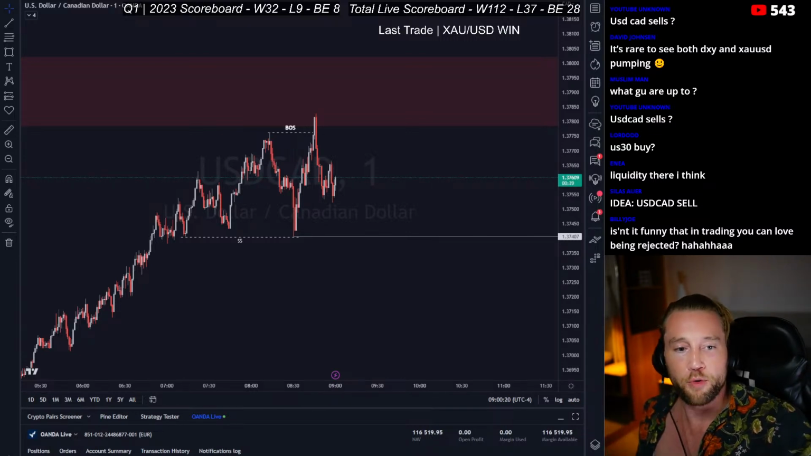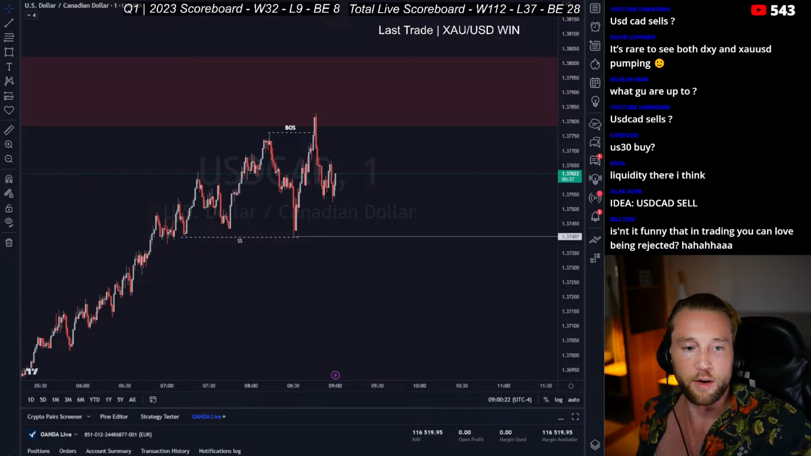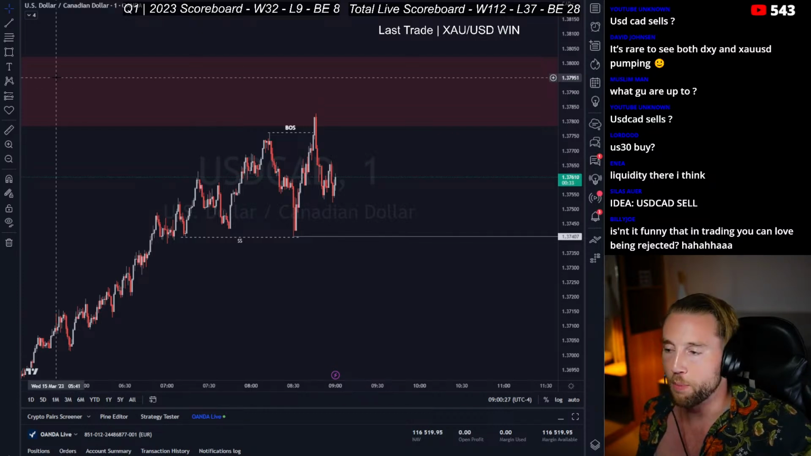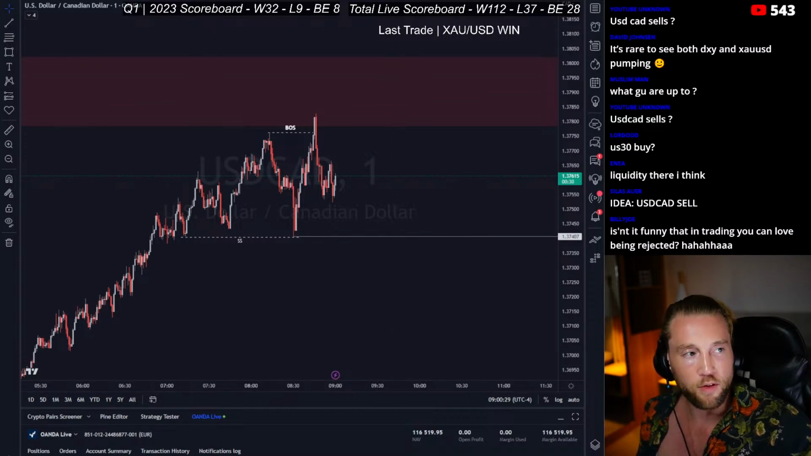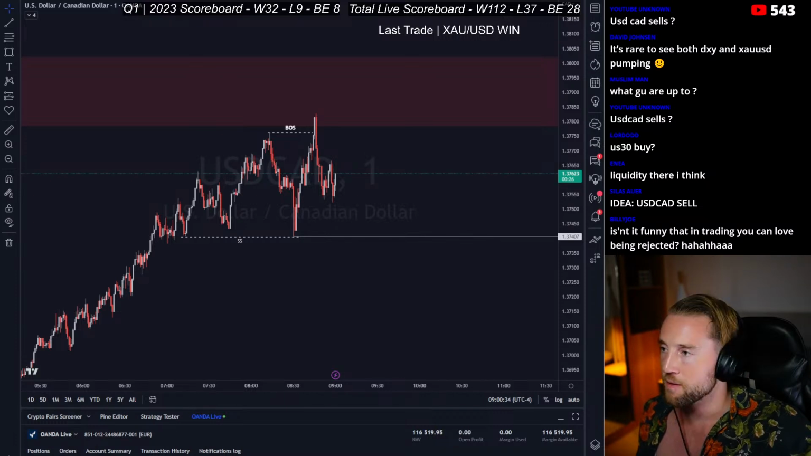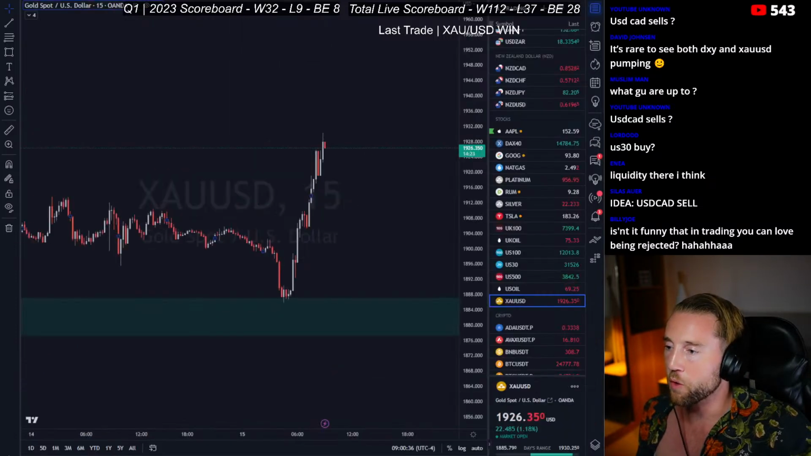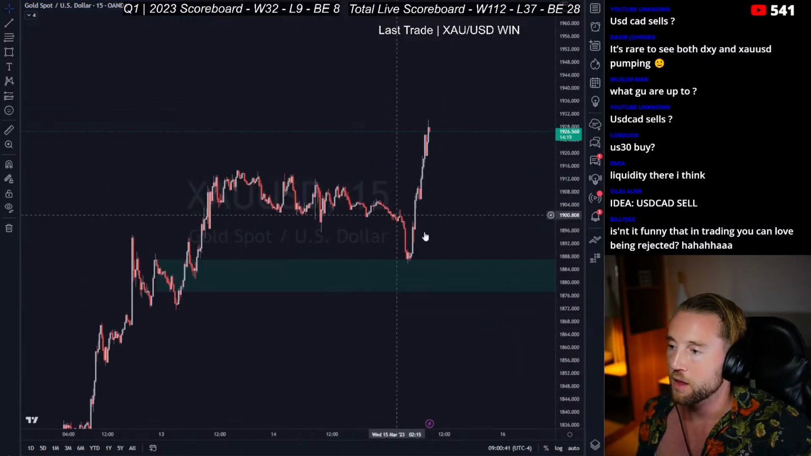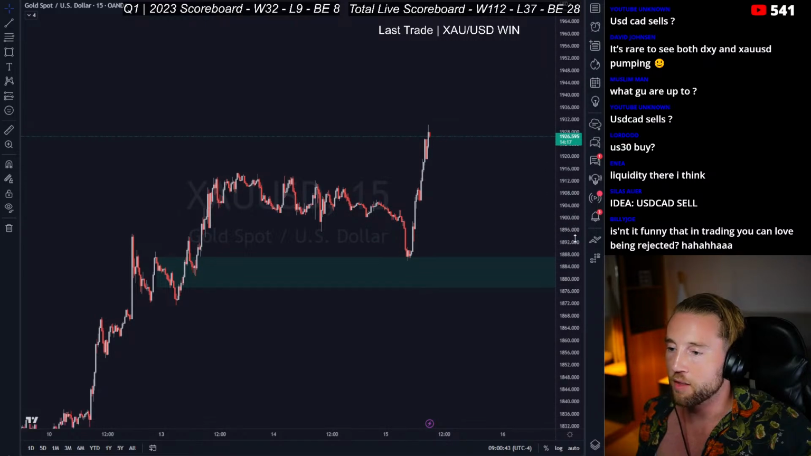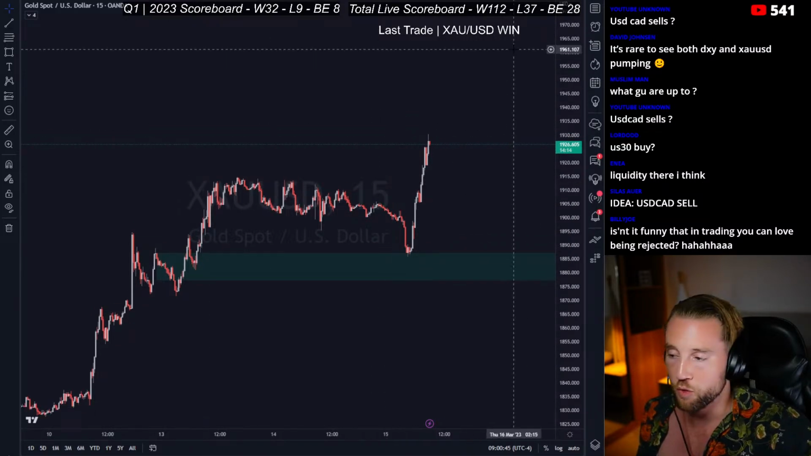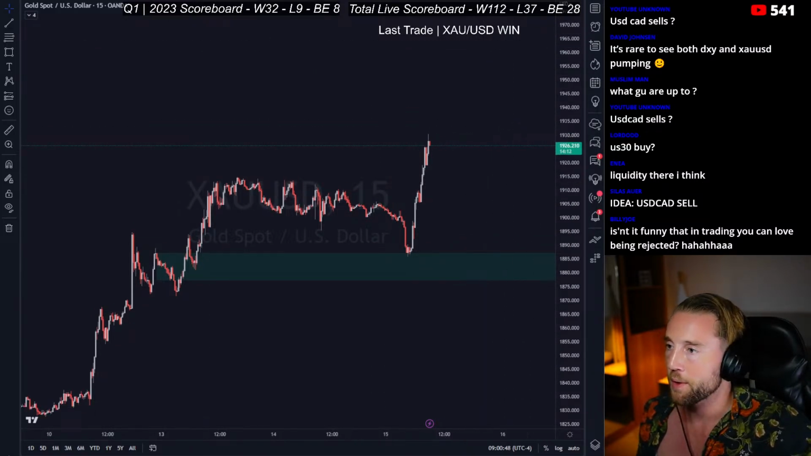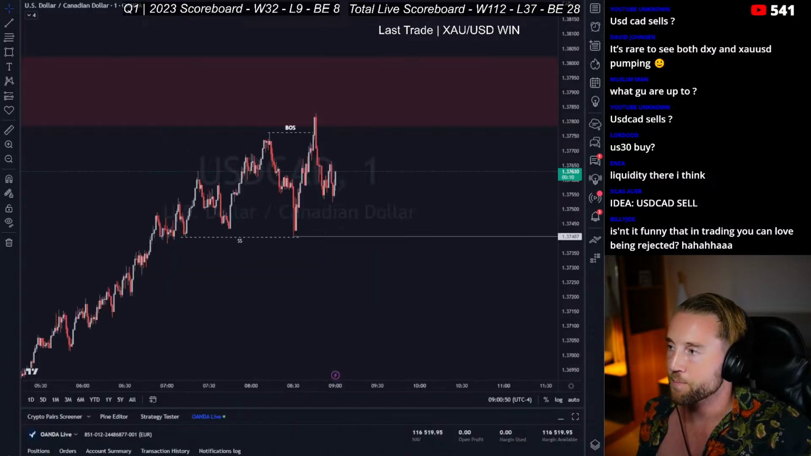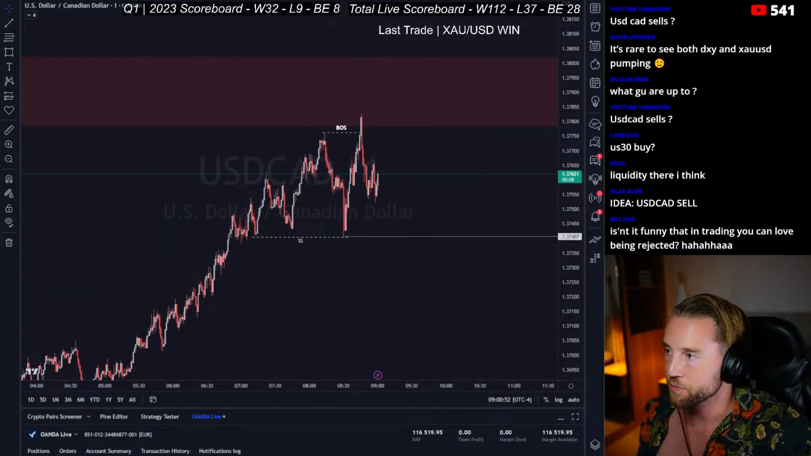What GU are you up to? Depending on the dollar. Okay. David says it's rare to see both dollar and gold pumping. Yeah, we see this sometimes, especially during uncertainty in the market. This is definitely what's happening. But yes, be aware. Always confirm the correlations. It's not always a standard when everything is connected. It always differs, right? Sometimes money flows into different pools and so on. Same with the stock market. Very, very similar right here.